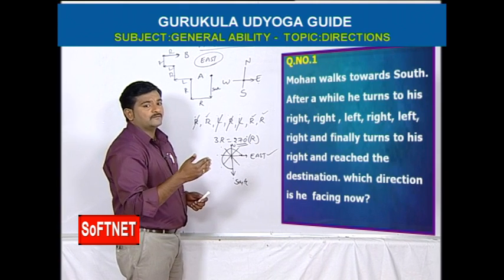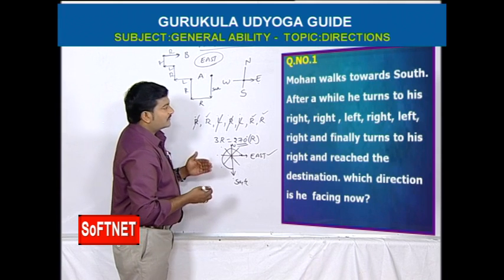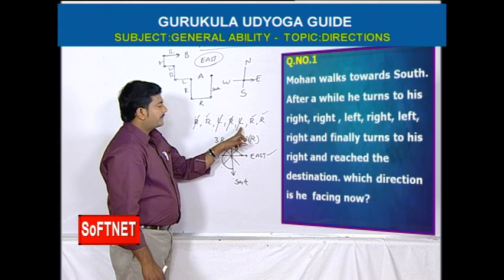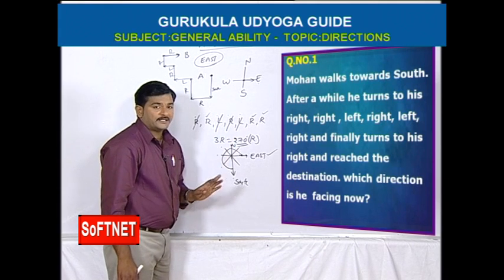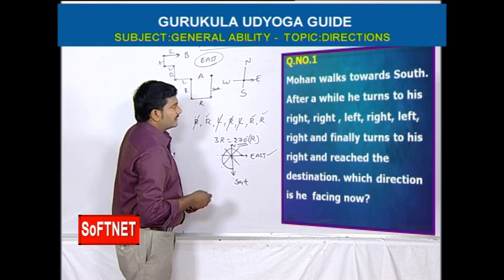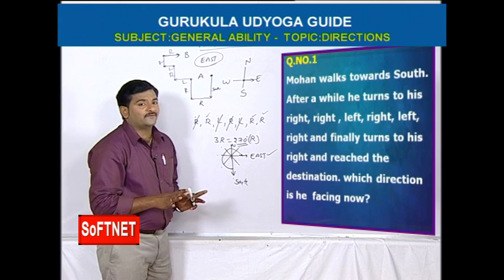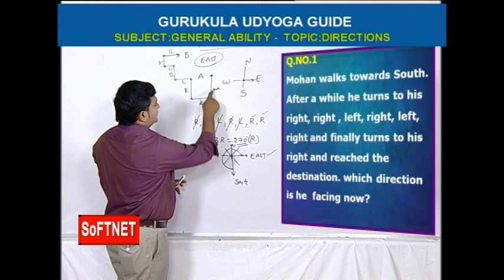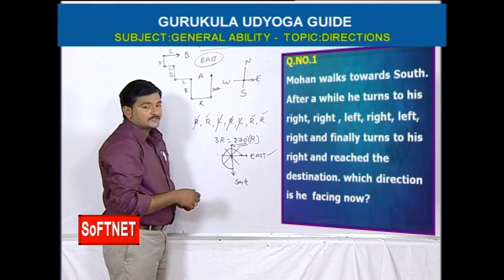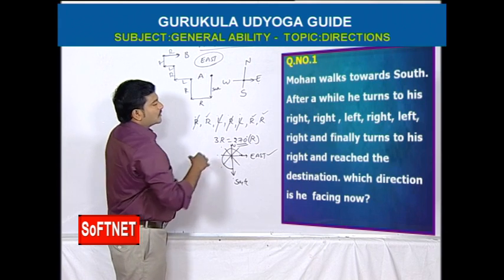I repeat this question once again. Mohan walks towards south. Then after a while he turns right, right, left, right, left, right, and finally turns right and reached his destination. Which direction is he facing now? Clearly, without using any shortcut formula, apply one direction, south direction, and lefts and rights accordingly, we are getting the answer east. Sometimes this is time consumption, it's a waste of time. To avoid that, what will you do?